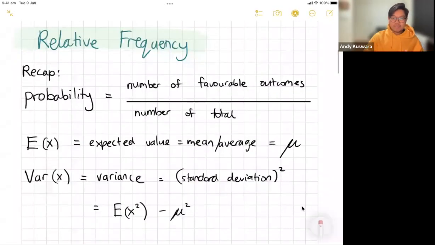All right, let's get into it. So, again, we're talking about continuous probability distributions. In essence, it's a more succinct way to find some probabilities, especially if we know what the probability distribution looks like. And today we're going to look at relative frequency.